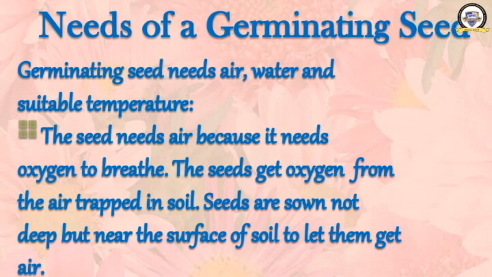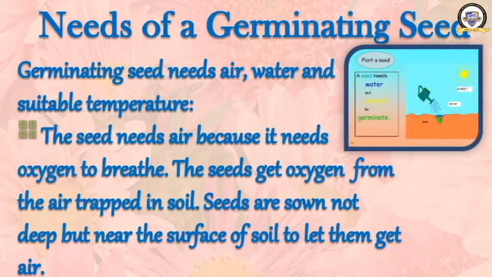I will show you the picture. Here in this picture you can see that the seed is planted in the soil but not deep in the soil. If you plant it deep in the soil, what will happen? It will not get much sunlight and air. So the seed is planted nearer to the surface of the soil. Then we give it a proper amount of water. Air is available in the soil and it gets the sunlight also. Thus it can germinate. Clear?